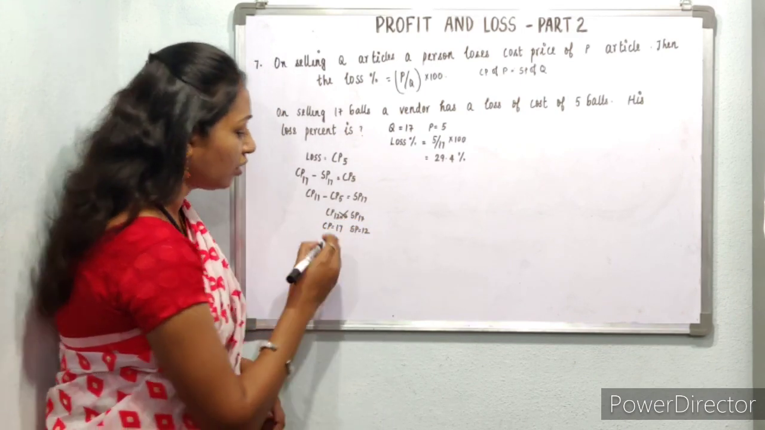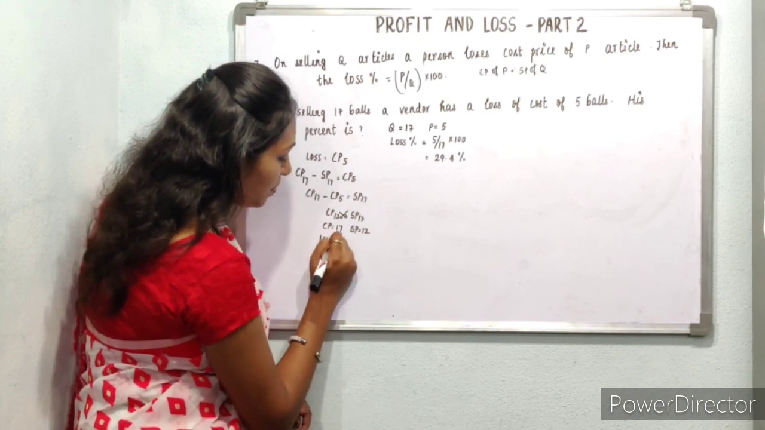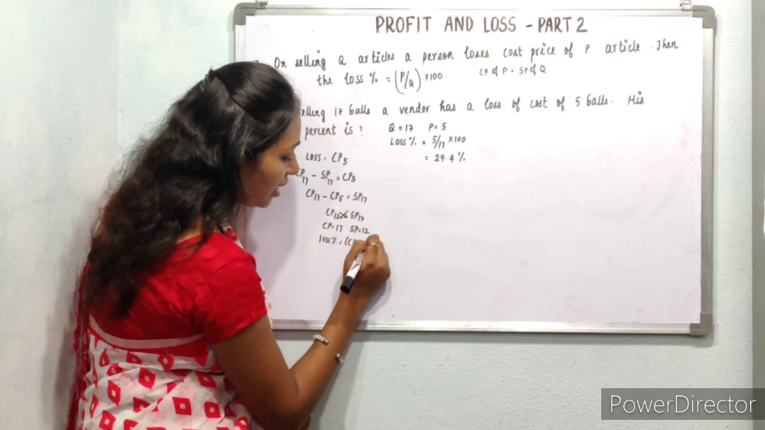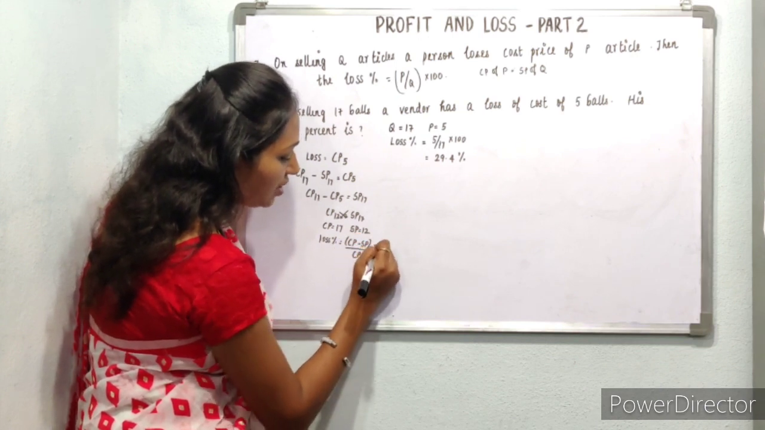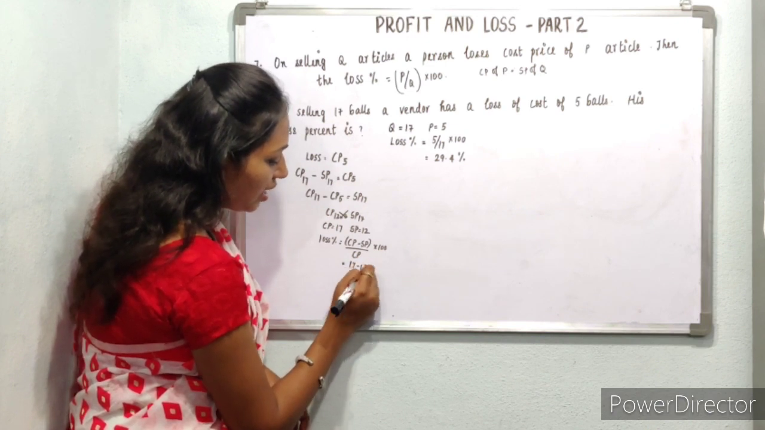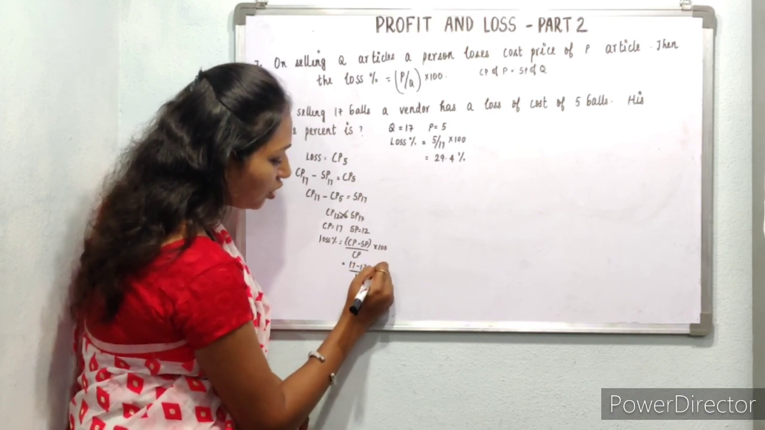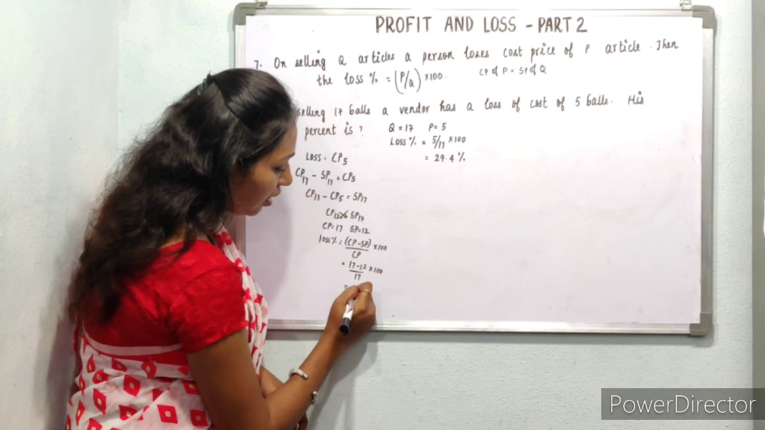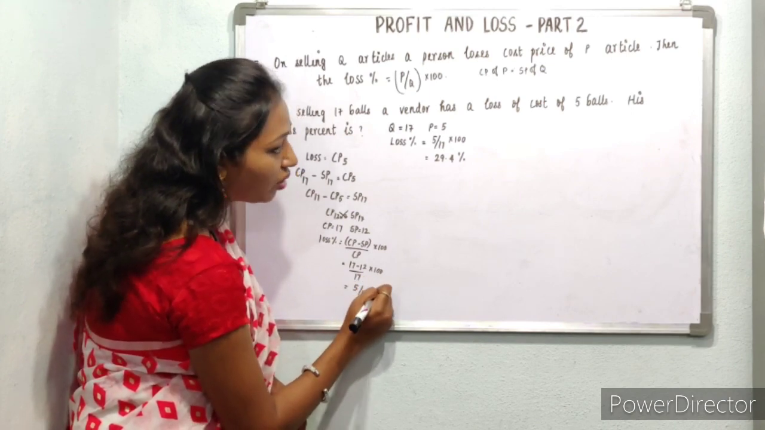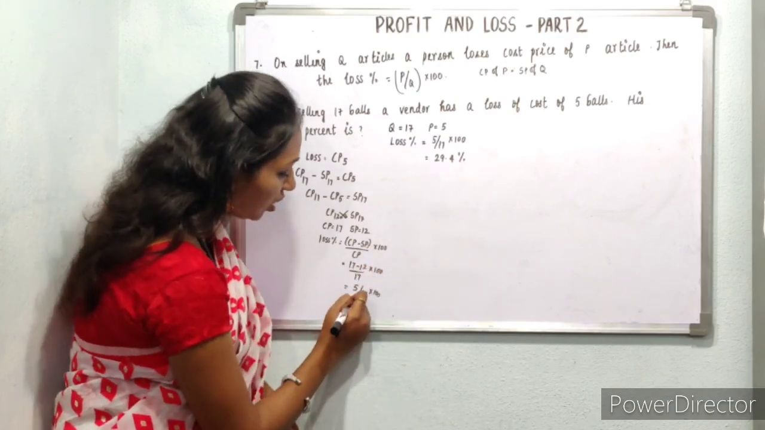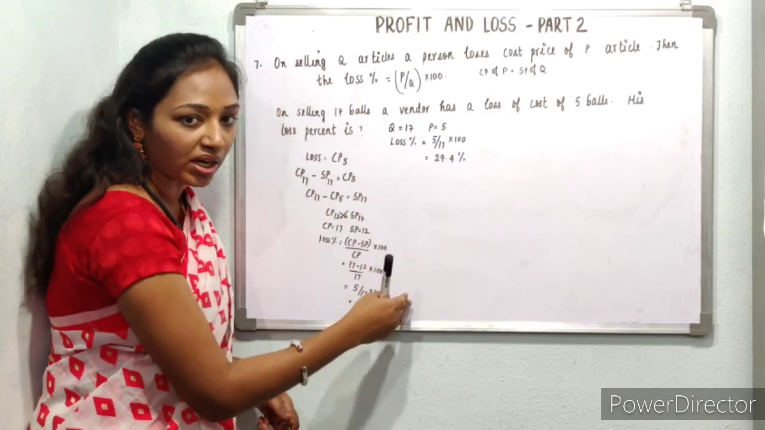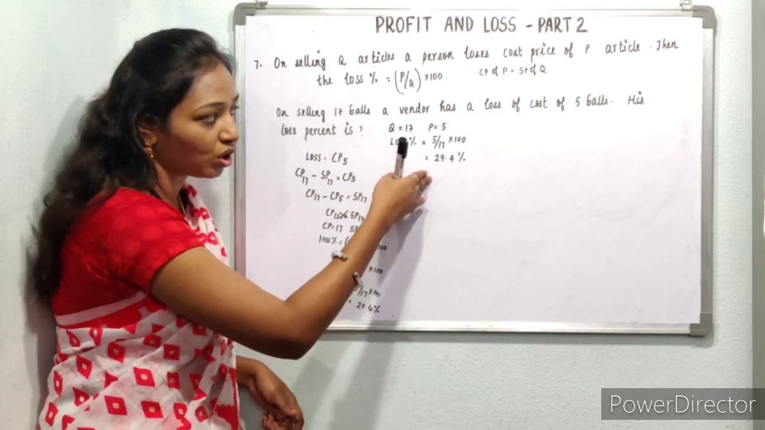Now from this you can find the loss percentage. So loss percentage equals cost price minus selling price divided by cost price into 100. Now what is the cost price? 17 minus 12 divided by 17 into 100. So 17 minus 12 is 5, divided by 17 into 100. See, the same thing we got, 29.4%. So this is the traditional normal method and this is the shortcut method.